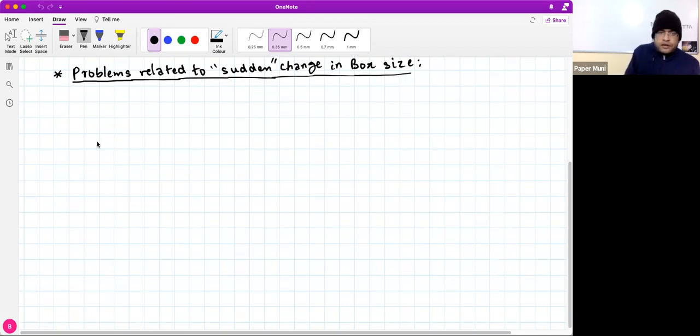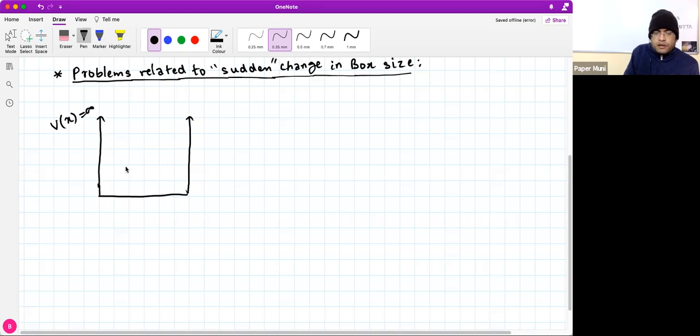Now let's consider a 1D potential well. So this is V(x) equal to infinity. And now let's talk about, say the particle is in the ground state of the well. This side is also infinity. Let's say the particle is in the ground state of this potential well. So this is L by 2.